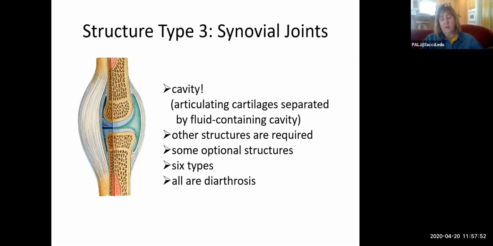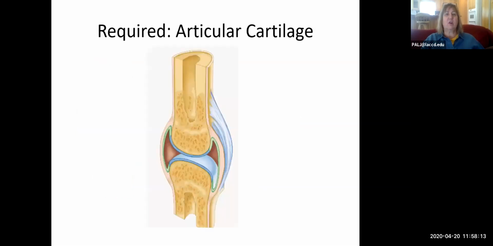And here's the one gift. Because all of these have this fluid-filled space, which you can see there on the left, what that does is like putting a little water balloon between them, and so it makes all of them freely movable. So all 6 subtypes are going to be diarthrotic joints. So let's get started. So what is required?